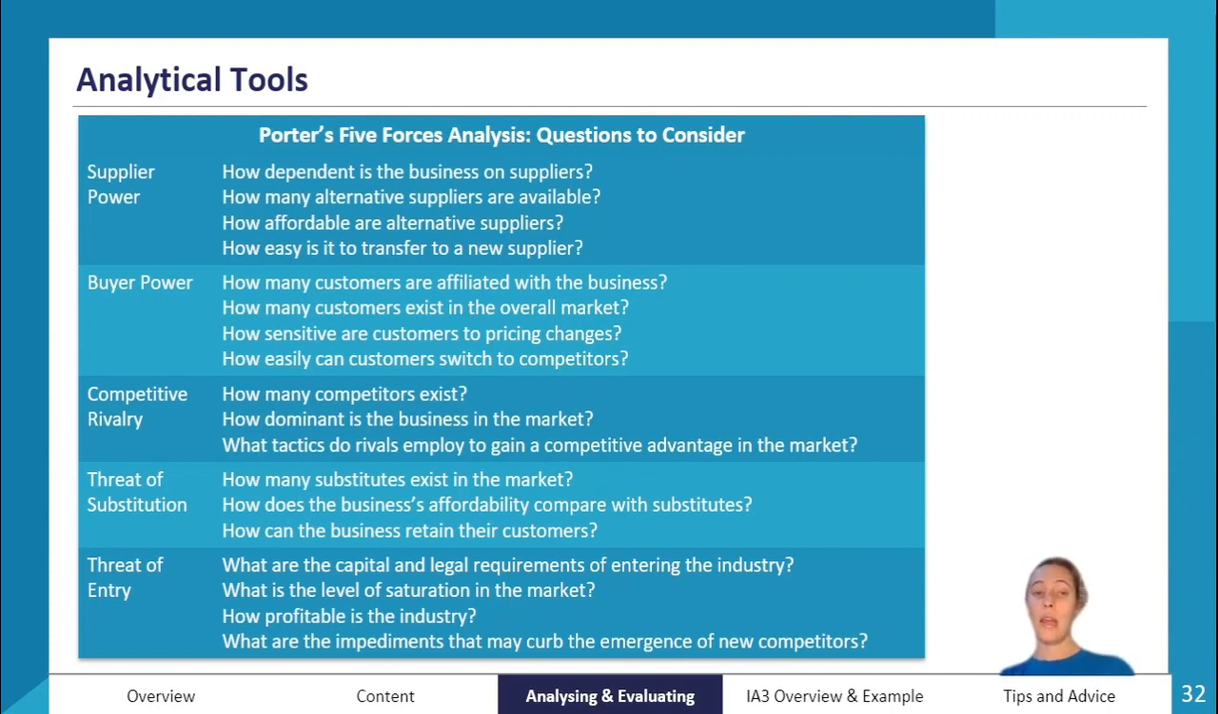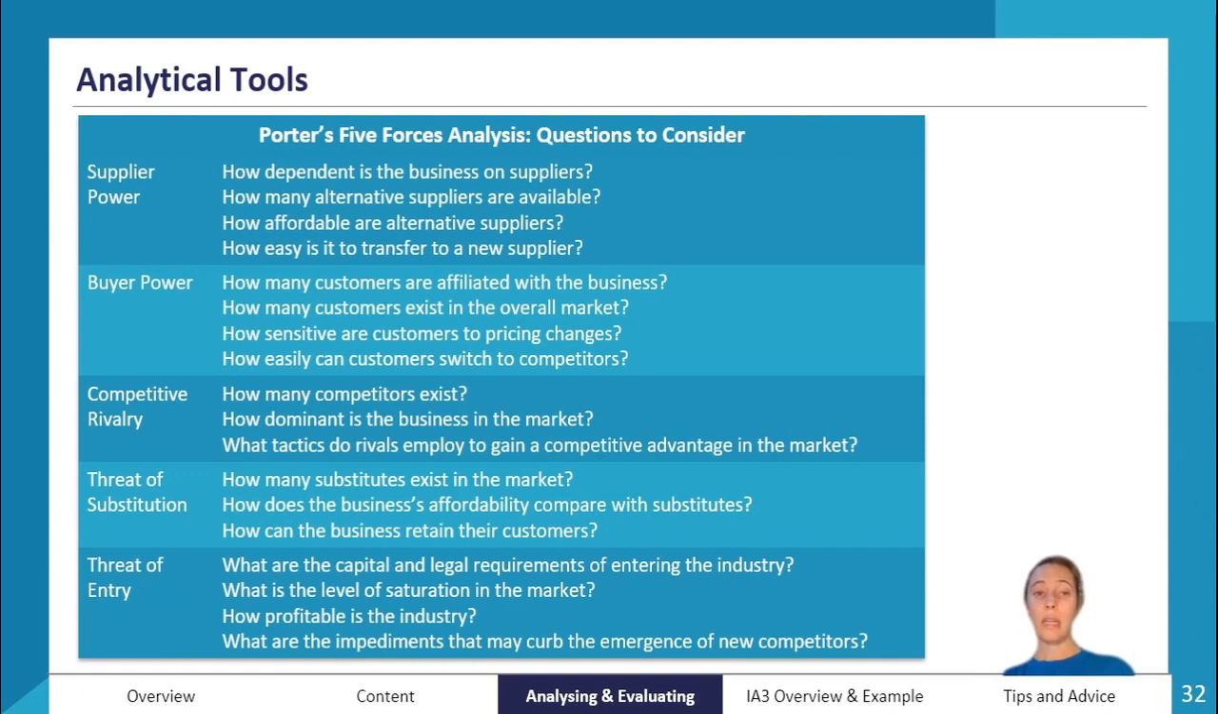suppliers? So that's something to really keep in mind and not forget when you're thinking about this, because yes, maybe the business does have lots of other options of suppliers. Maybe they are far more affordable and would be far better, but perhaps it would have some kind of contract with its current supplier that would make transitioning to that new supplier really complicated. So that factors into that supplier power as well.